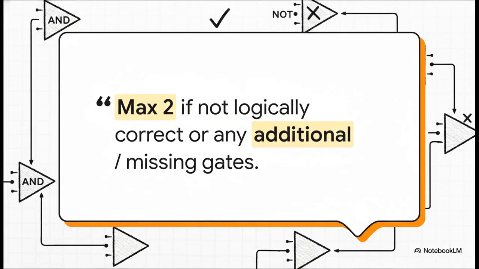And hey, you really need to pay close attention to this note right from the mark scheme. It says you can get a maximum of 2 marks if the circuit isn't logically correct, or, and this is key, if you have any additional or missing gates. This is why being precise is so important. Don't add extra stuff you don't need. Just draw exactly what the expression asks for.